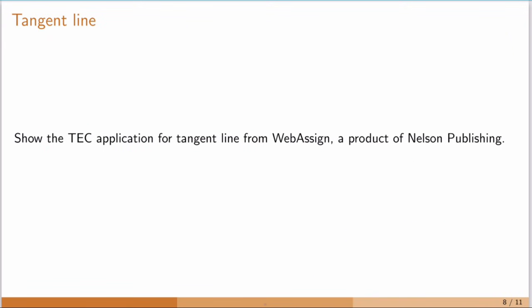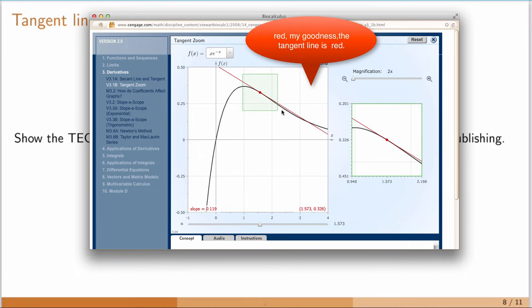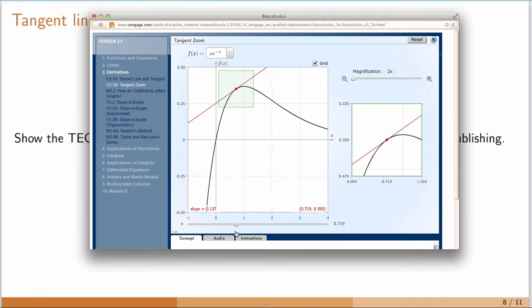Here I show you another animation from WebAssign, where we can play around with the tangent line a little bit. The function is x times e to the minus x, which is a little bit more complicated function, but also more interesting. So what is shown here, you see in black the curve, and then blue is the tangent line at the point indicated. And with the slider I can move the point around, and then you can see how smoothly the tangent line follows the curve, and it's always tangent. It touches locally at one point.